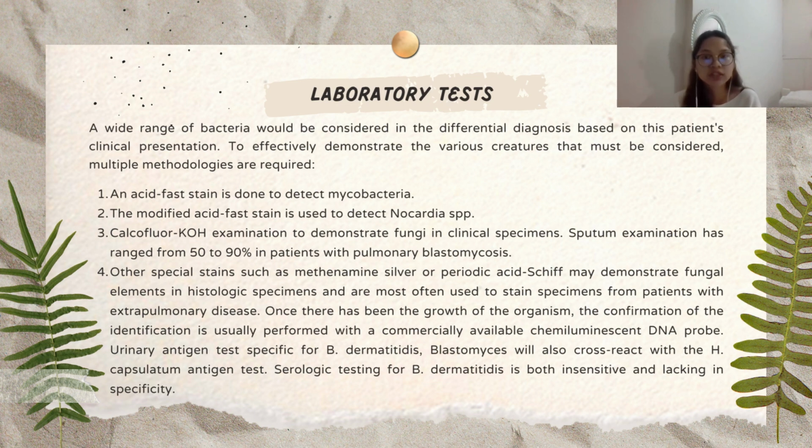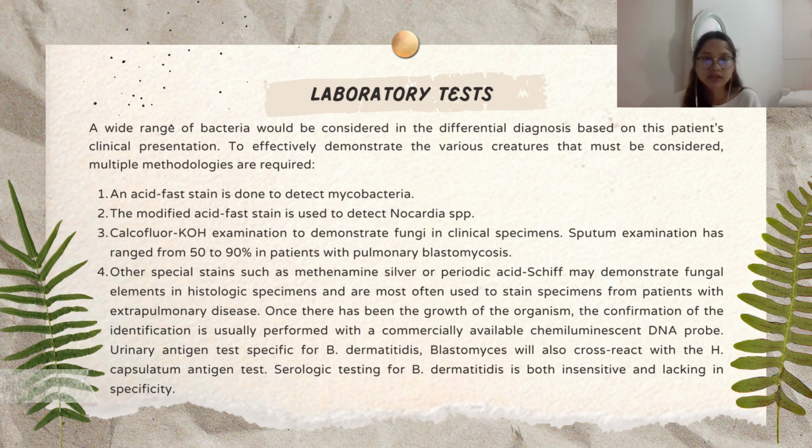Nocardia species, which could cause infections with a clinical presentation similar to this patient's, are detected using the modified acid-fast stain. And other specific stains, such as methenamine silver or periodic acid-Schiff, can show the presence of fungal components in histologic specimens and are most commonly employed to stain tissues from patients with extrapulmonary illness.